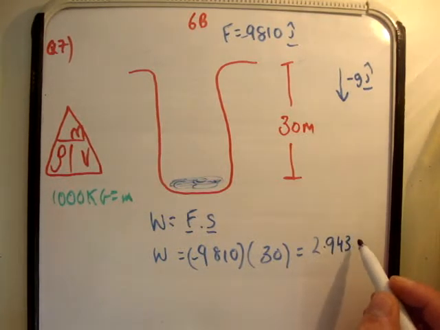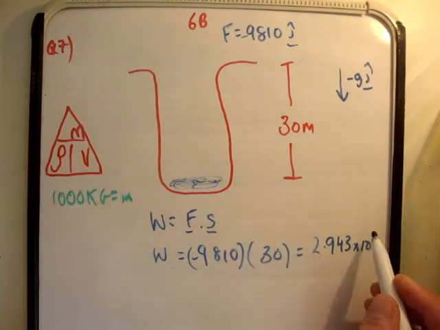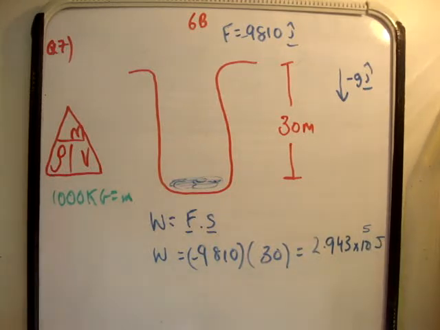of 2.943 times 10 to the 5 joules, or 294,300. So that's the work done, but it is negative because it's obviously going in a negative j direction. So that's the work done.